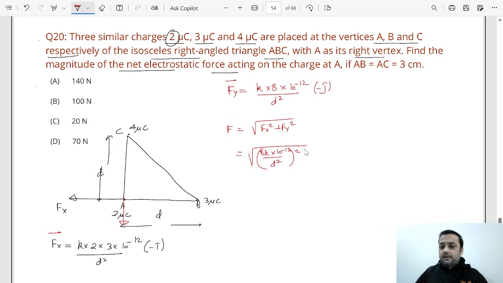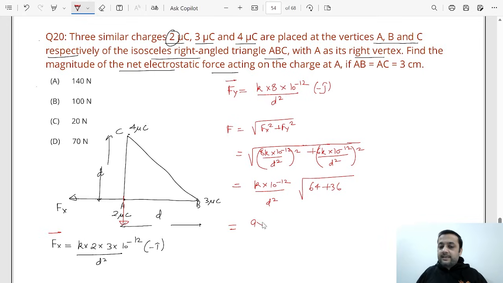this whole square, plus this will be 6k into 10 to the power minus 12 upon d square, this whole square. So clearly from here you can see that k into 10 to the power minus 12 upon d square will come out as it is, and inside the square root you will have 8 square plus 6 square left. Now 8 square plus 6 square will be 64 plus 36, that means it will be 100.